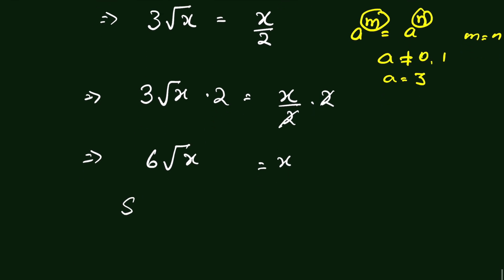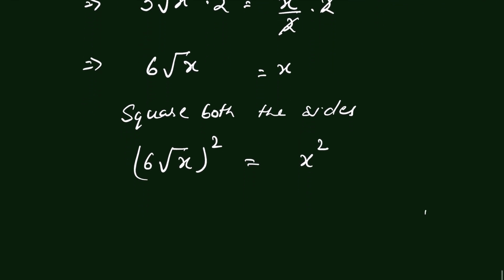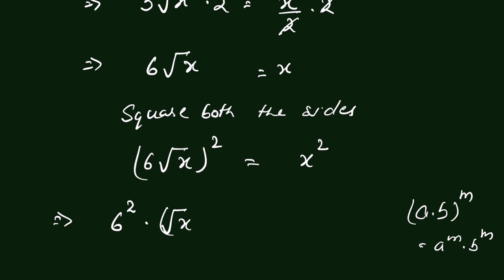Now let's square both the sides. So it is 6 times square root of x whole square is equal to x square. Now when a times b whole raised to the power m, it is equal to a to the power m times b to the power m. Therefore, it will be 6 to the power 2 times square root of x square is equal to x square. Now remove the square root with the square.